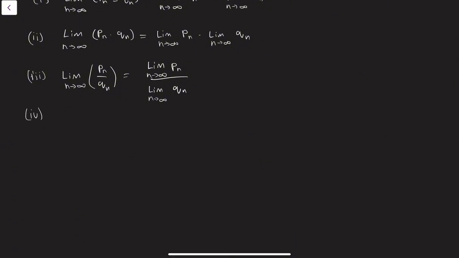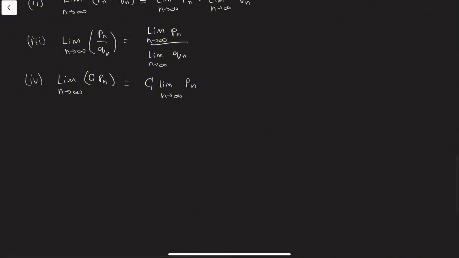So the fourth property, and this one you could probably kind of get: the limit as n approaches infinity of c times p_n. Well, you can remove this scalar c outside of the limit of p_n.